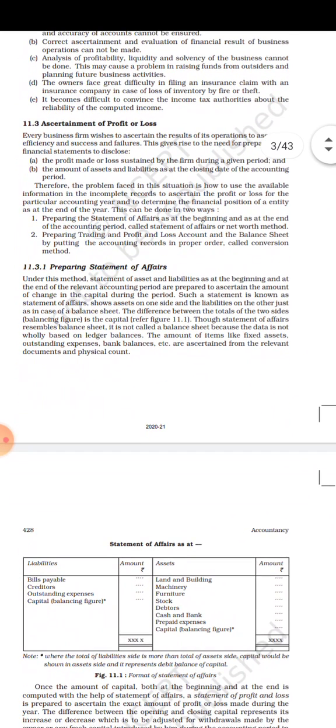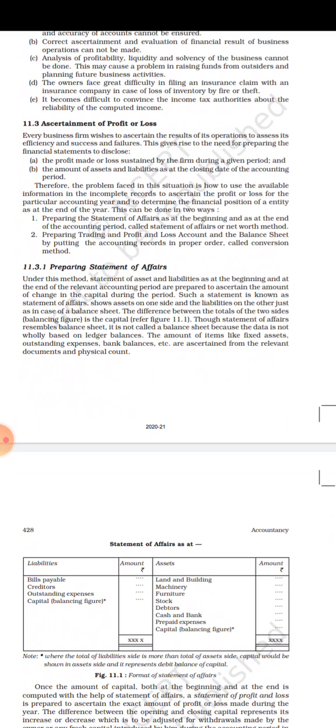Preparing statement of affairs. Under this method, statements of assets and liabilities as at the beginning and at the end of the relevant accounting period are prepared to ascertain the amount of change in the capital during the period. Such a statement is known as statement of affairs, which shows assets on one side and liabilities on the other side. The difference between the totals of the two sides is the capital.